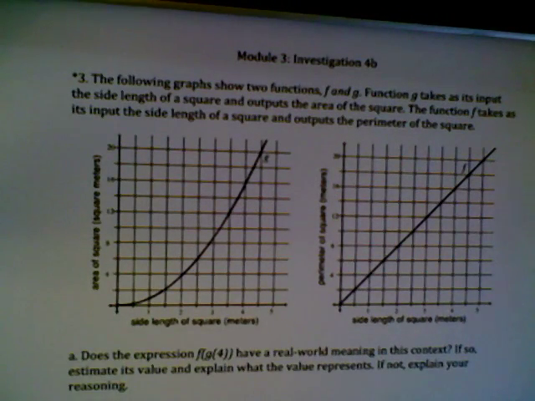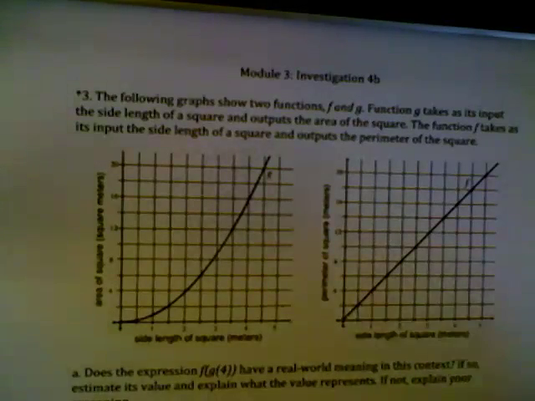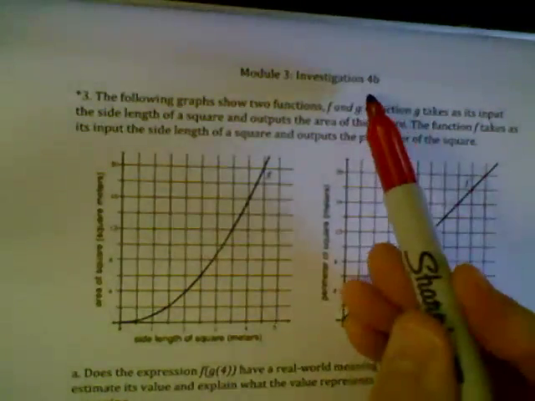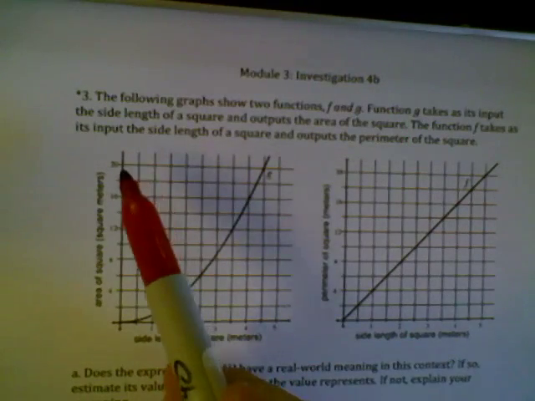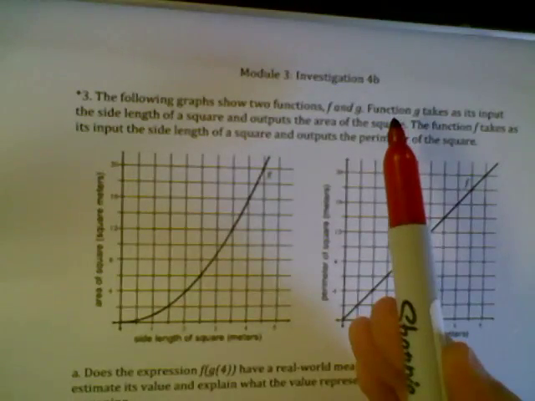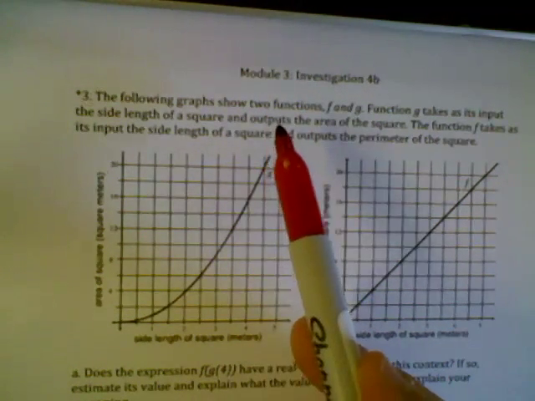This short video is to start putting the two ideas of composition of functions and inverse functions together. If you look in your student workbook, Module 3 Investigation 4, I think that's part B, you'll find problem number 3, given two functions f and g, where function g takes as its input the side length of a square and outputs the area of a square.